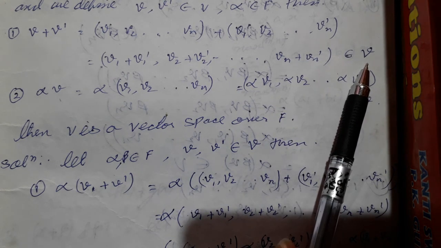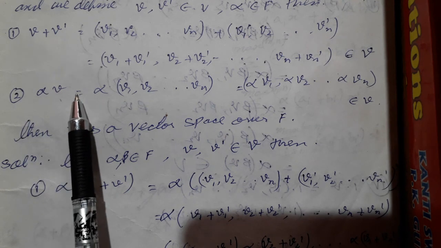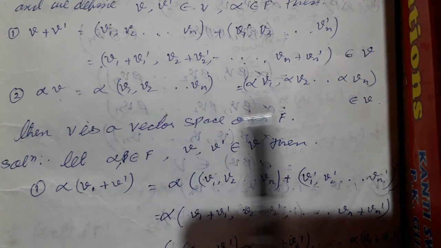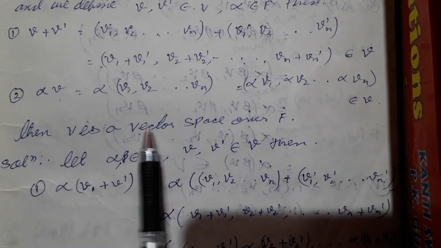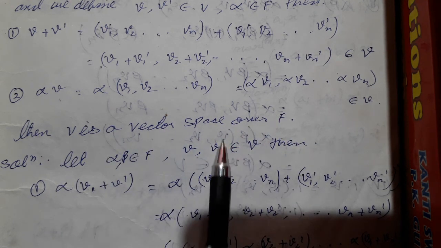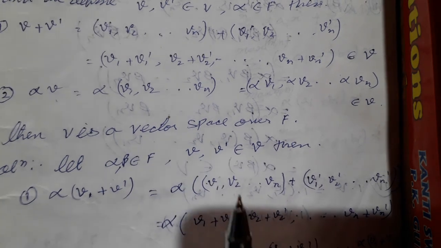This belongs to V. And next we take the scalar multiplication, alpha v. We define it by multiplying each coordinate with alpha. So we have this, which also belongs to V. Then we have to show that this is a vector space over F. So how do we define a vector space over F?